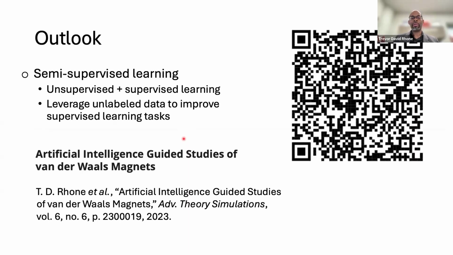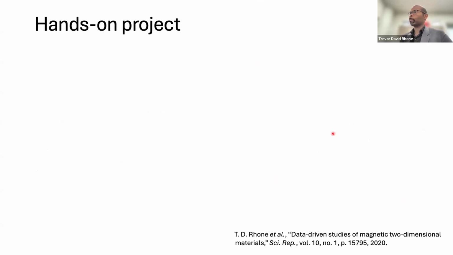As an outlook, you can do something like semi-supervised learning or self-supervised learning, which combines unsupervised learning and supervised learning. That's pretty cool. We don't have time to talk about it today, but if you want to learn more, you can access a paper using this QR code. It's an exciting direction that I think people are beginning to take more advantage of.